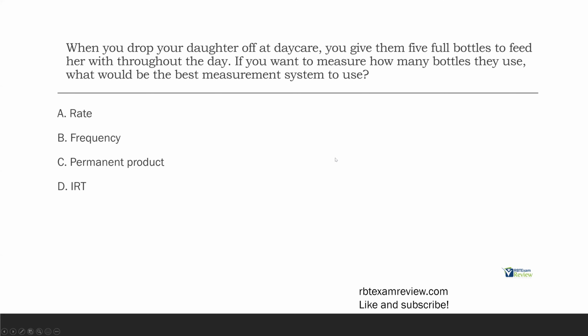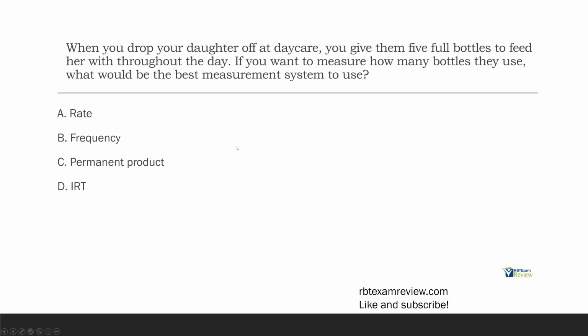So what type of measurement does not require you to be there, and only measures the result or the production of a behavior? Are you looking at rate? Well, rate would be, let's say, bottles per hour or bottles per minute or bottles per day. We're not measuring anything per day, per minute, per hour. We're just looking at this day and how many bottles they use. And we're not there to actually see the behavior occur. So rate is not going to be the best one to choose.